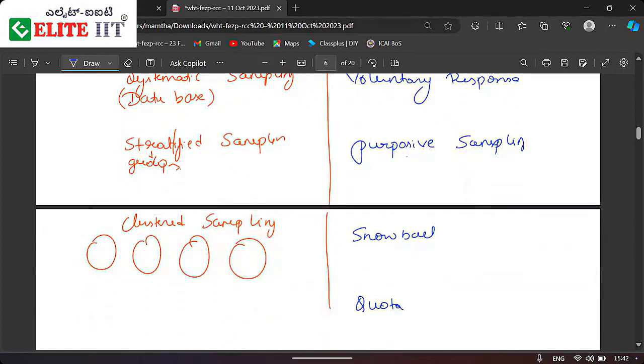Next one is purposive sampling. This is also called judgmental sampling. There is one more name, and if they use that name, don't get confused with judgmental sampling here. See, it involves the researcher using their expert knowledge to select the samples. And here, I am going to judge who I should take as a sample. I will judge. Is it clear?